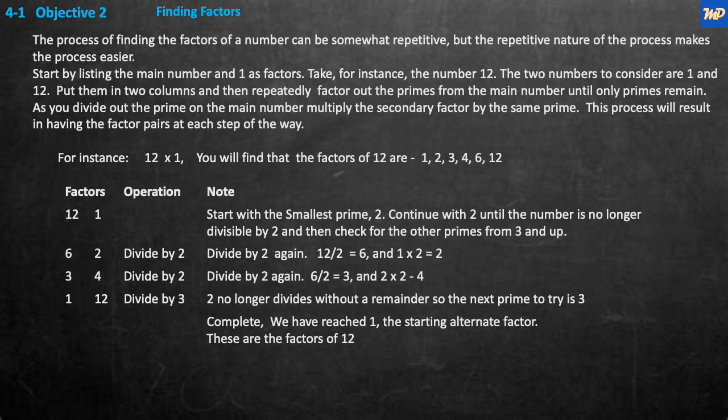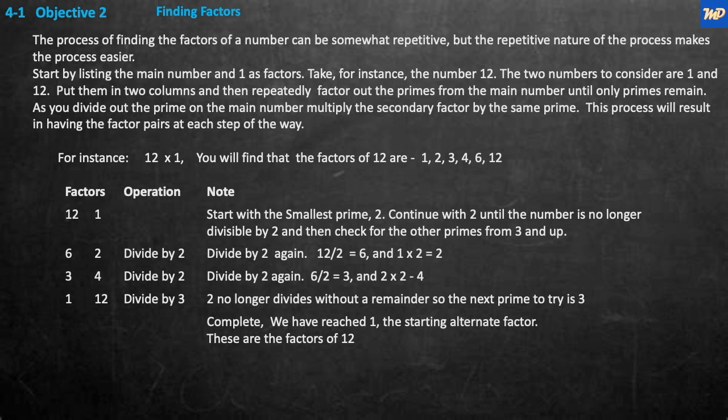So as you see, for instance, 12 times 1 is what we're working with. We're factoring 12, and we're going to find the factors of 12. And they are what? 1, 2, 3, 4, 6, and 12. Those are the factors. So let's go down and make the two columns. On the factors, we're going to start with a 12 and a 1.